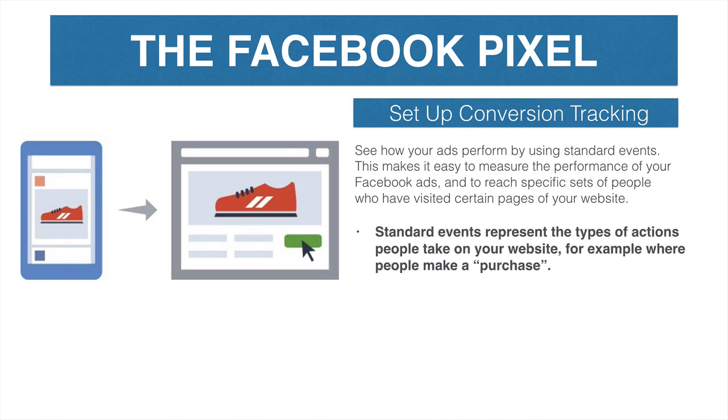So these standard events that we're talking about represent the types of actions people take on your website. For example, people make a purchase. They add products to their cart. They browse. These are different events, okay? So what I'm going to do is I'm going to break it down into a funnel for you, a 3-step standard event funnel.